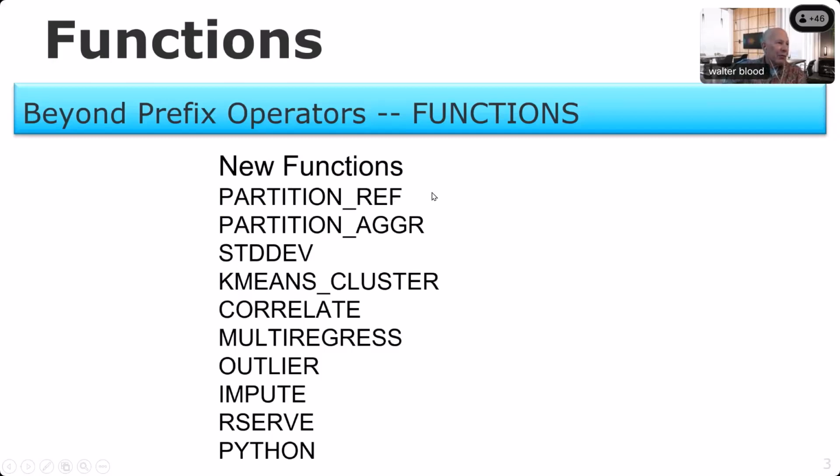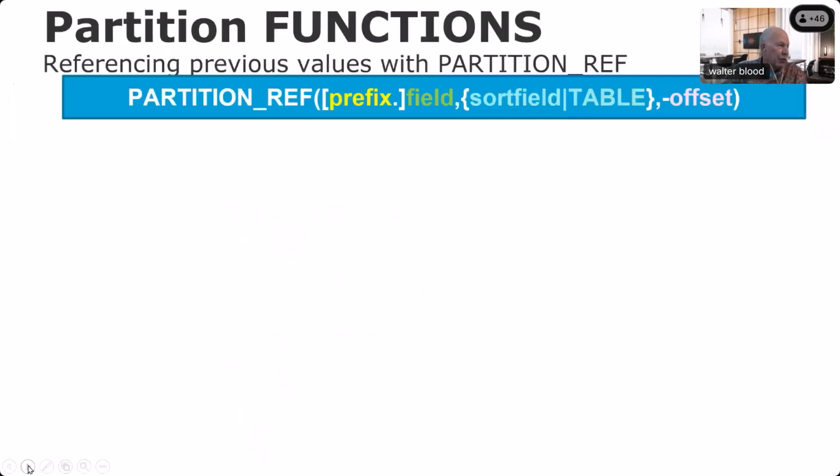But we also have some functions that have been developed over the last couple of years, which are actually statistically related and are very powerful. So let's dive in and start taking a look at those. We'll start off with partition ref. Partition ref is a function that actually allows us to refer to a data value that is not immediately available to me.